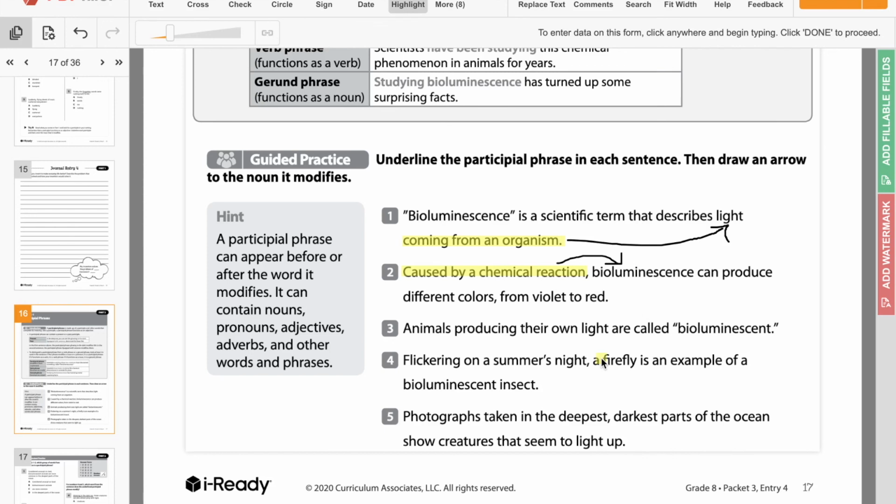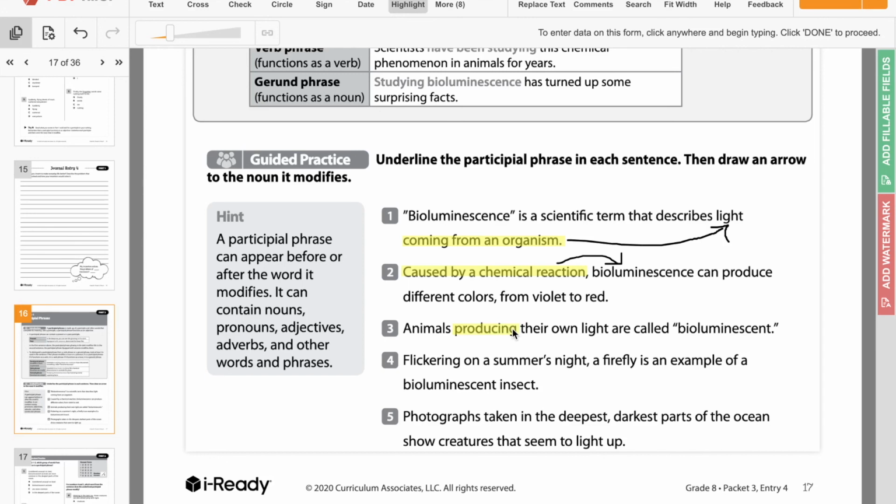So we have the word producing and called. Well, if they are being called something, what is this word functioning as? A verb. It's still functioning as a verb. So it's not a verb functioning as an adjective, which would be a participle. It's not a participle here. This is just a verb. So we know that producing is our participle here.